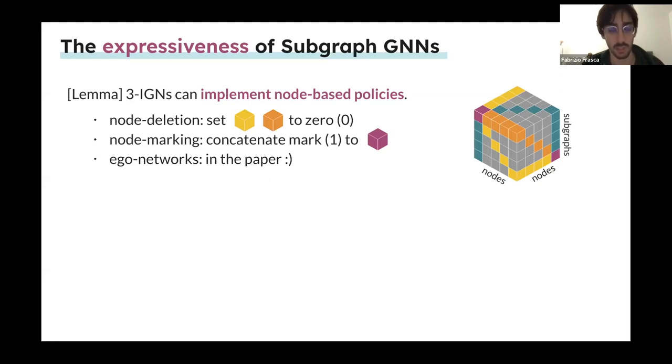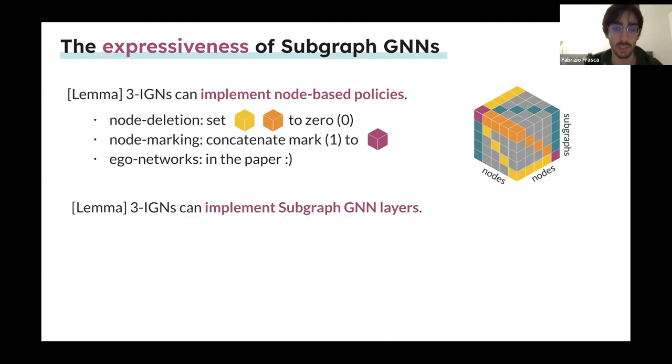We know that root nodes are exactly in the first orbit, the main diagonal in the cube tensor. So what we need to do is concatenate a mark to these elements and not to the others. And with more sophisticated operations, but still in the same spirit, we can also recover ego networks of any depth. This is on one end. On the other hand, we can also show that we are able to implement subgraph GNN layers. In many cases, we simply need to implement message passing independently on each subgraph. But in some cases, as we saw in some of these architectures, there is some sharing of information between subgraphs. Still, this is something we can do via the equivariant operations of 3-IGN layers.